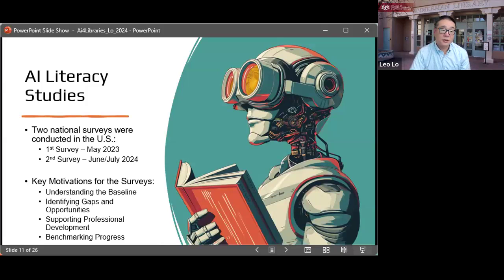Key motivations: I just want to know the baseline. I want to understand a little bit about where we are, and then use it to identify gaps and opportunities, and use that understanding to support professional development, to design training programs so we can target those areas. And if we can do it on a regular basis, we can benchmark progress.